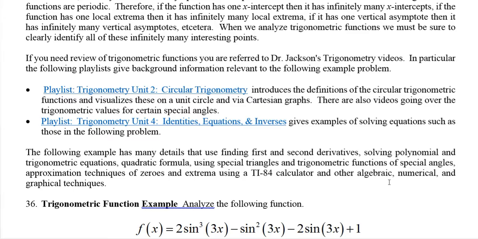Does it have any holes in the graph or vertical asymptotes? How about horizontal asymptotes? Do any of those apply? We're going to answer all those questions. Some of the answers may be none in some of those cases, but we want to work through those carefully.